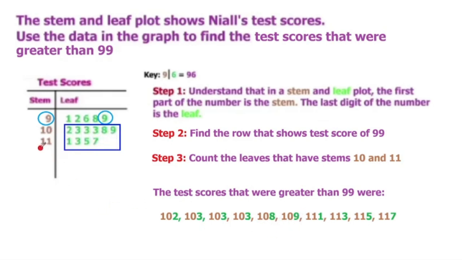Then we have 111, 113, 115, and 117. And those test scores were greater than 99. And that's it. That's how you interpret a stem and leaf plot.